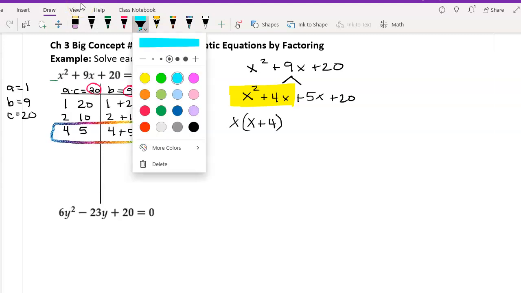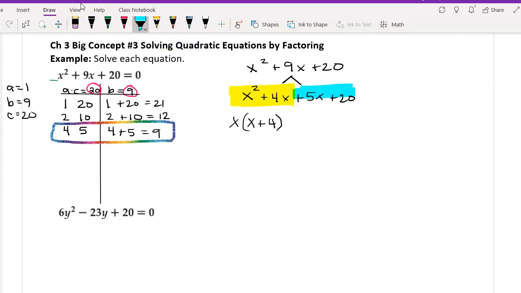Now I have to look at the second half and do the same thing. We're going to find the GCF. So the GCF of 5 and 20: will this 5 go into 20? Yes, it does. So I'm going to pull out a 5. Do they both have x terms? No, so I can't pull out an x. So 5 divided by 5 is a 1, and I'm left over with the x. 20 divided by 5 is a 4.